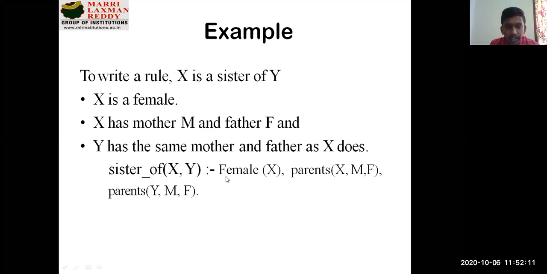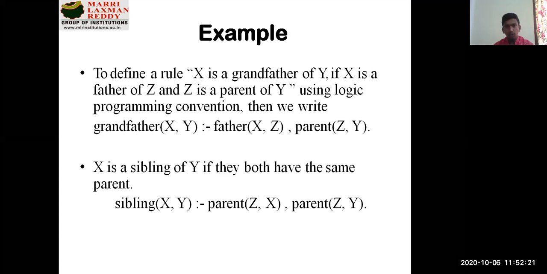So I hope this is clear, how to define a rule from a given set of premises or statements. To define a rule, here is one more example, guys: X is a grandfather of Y if X is a father of Z and Z is a parent of Y. Statements like these are given as part of aptitude questions in higher classes whenever you go for placements. At that time, proper reasoning can be given to the given premises. In the same manner, proper reasoning can be given in your programming language using the logic programming convention.